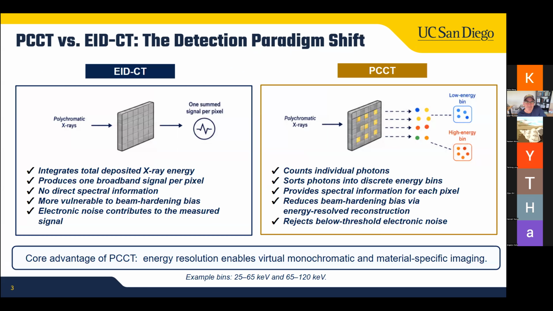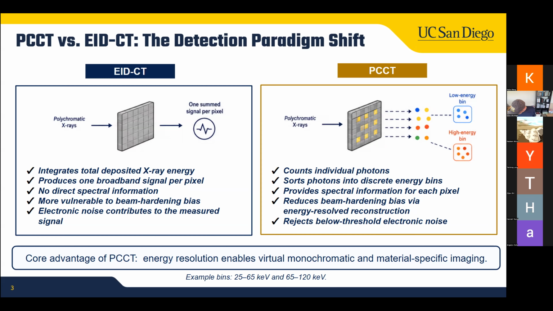This slide shows the key difference between EID-CT and PCCT. Traditional EID-CT measures the total deposited X-ray energy in each pixel. In simple terms, it adds all photon energy together and gives one broadband signal. This is useful, but it loses spectral information. After the beam passes through calcium or iodine, EID cannot tell how that energy spectrum has shifted.